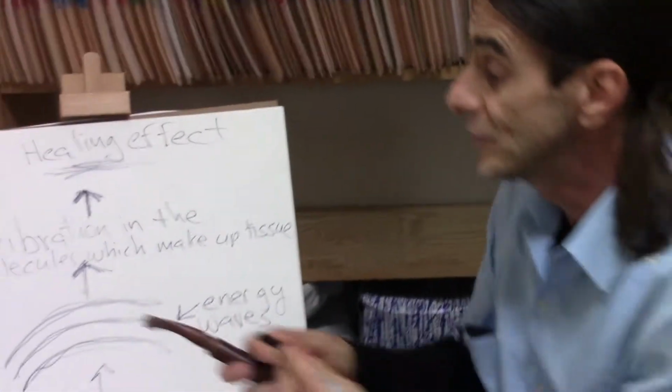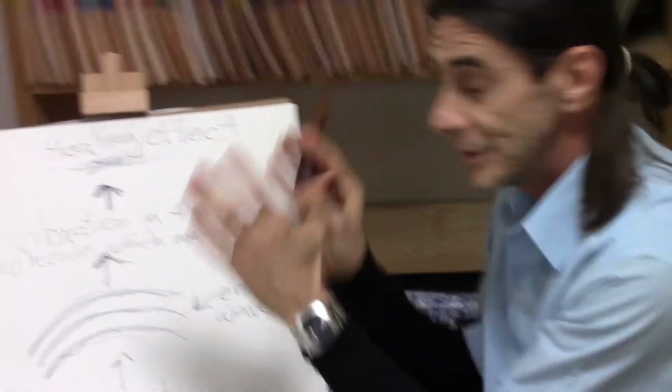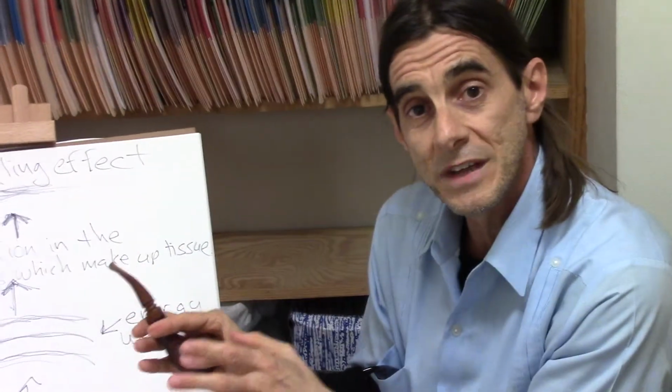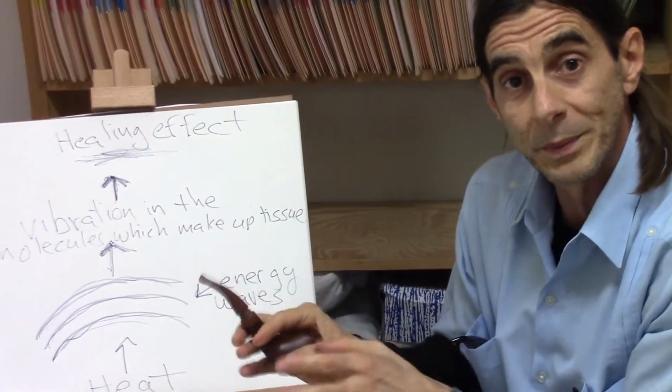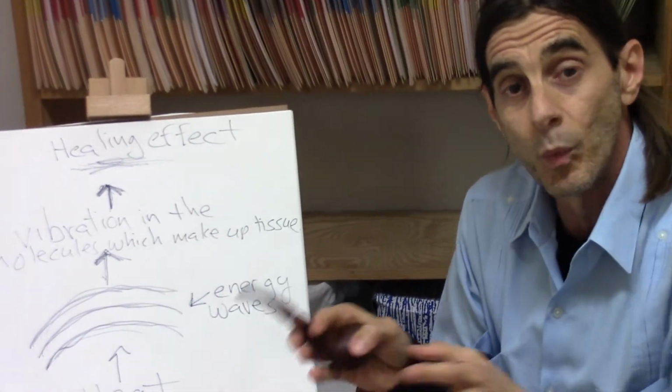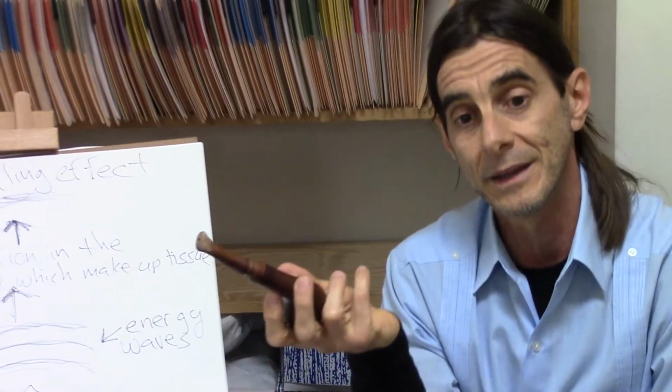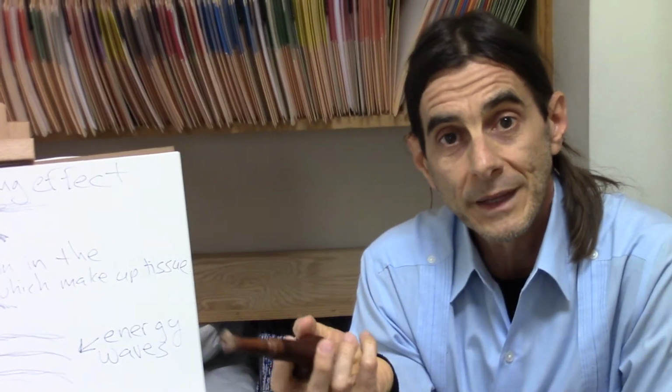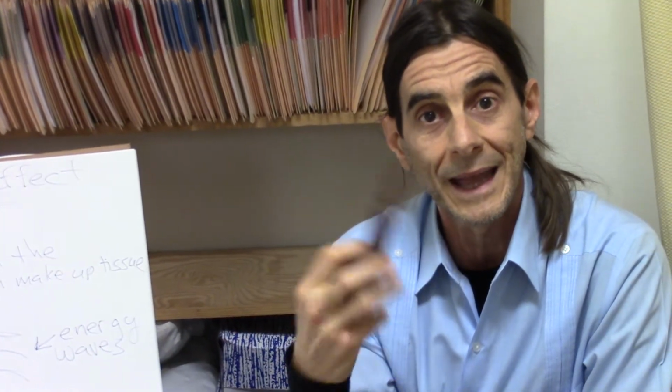Now, this is a very simplified illustration of the physiology, the biology, the physical principles behind the use of heat and what it does in the tissues themselves. Now, for those folks who are watching out there, you may say, how do you know heat is creating energy waves in space? How can you prove it?